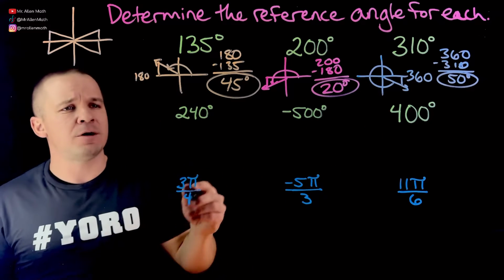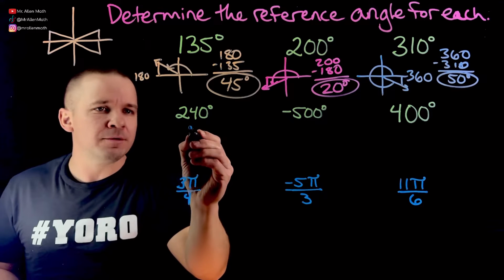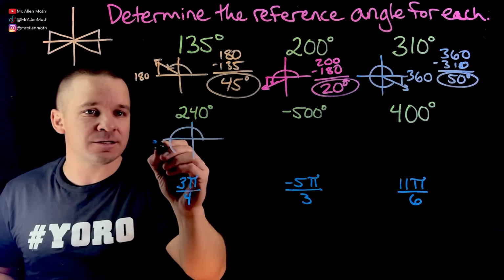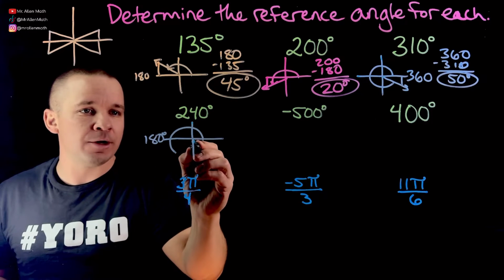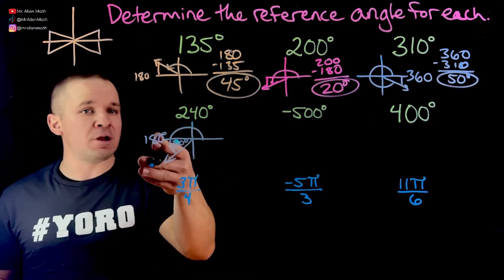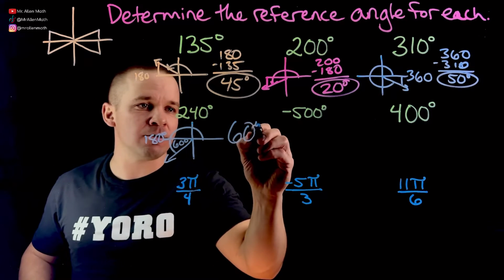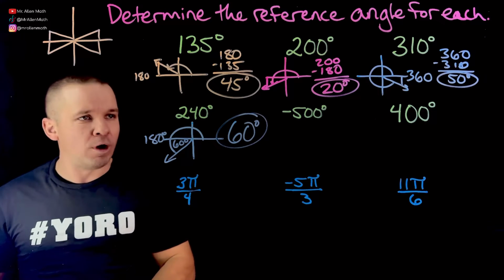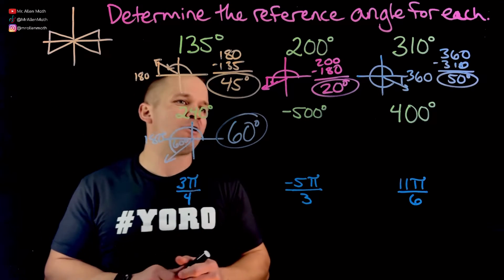240. All right, I'll stick with blue. So for 240 degrees, how far past the 180 am I going? I'm going 60 past 180. 240 minus 180 is 60 degrees for my reference on that one. Nice. Excellent. How about negative 500?